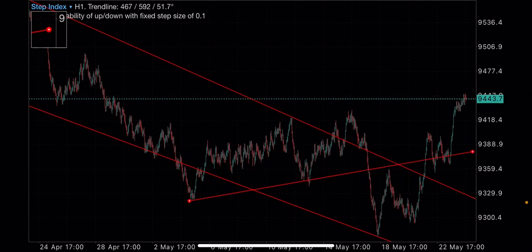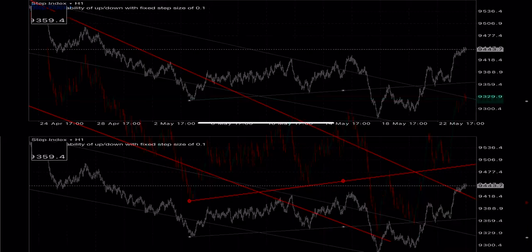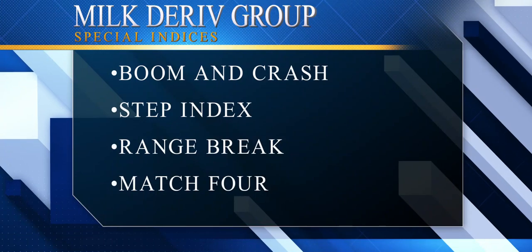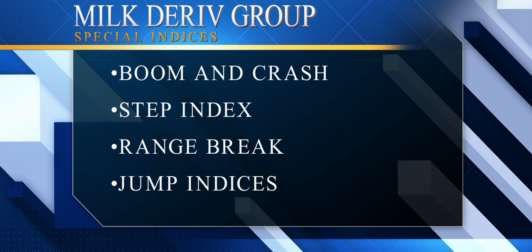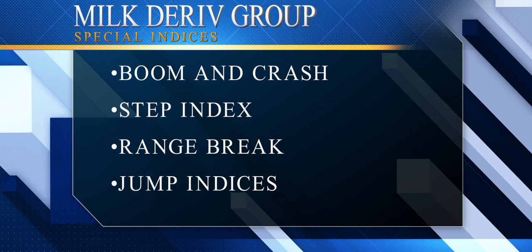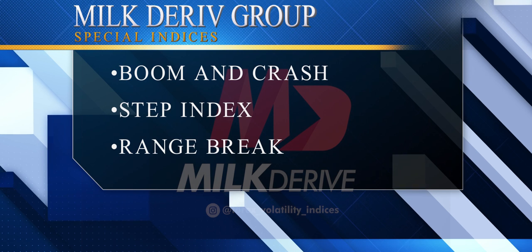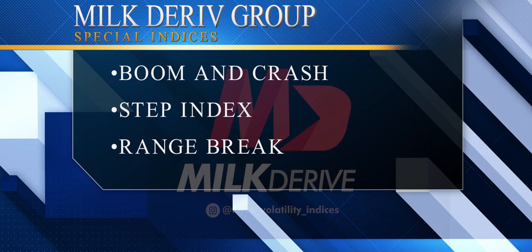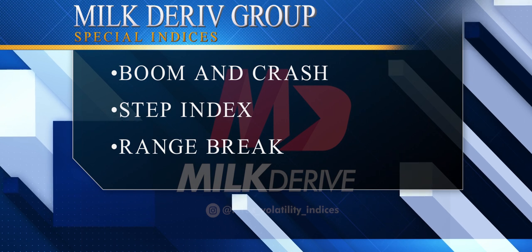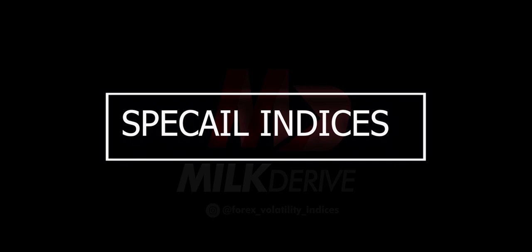Today we're going to be talking about three major indices in the forex market. First of all, the boom and crash index, the step index, the range break, and the newly added index by DERIV known as the JUMP indices. Especially for me, I always call these four indices special indices.